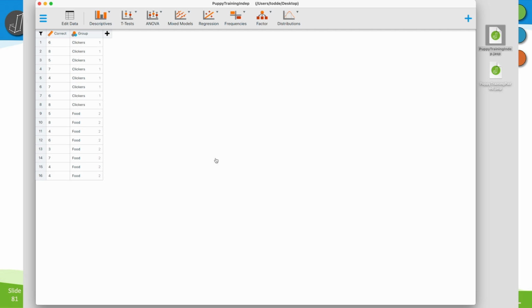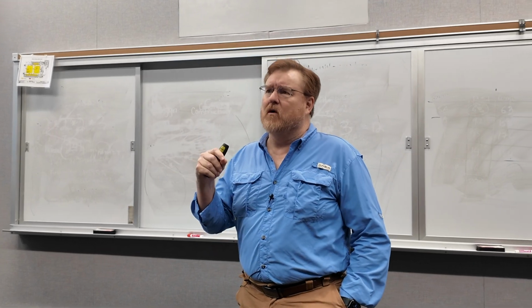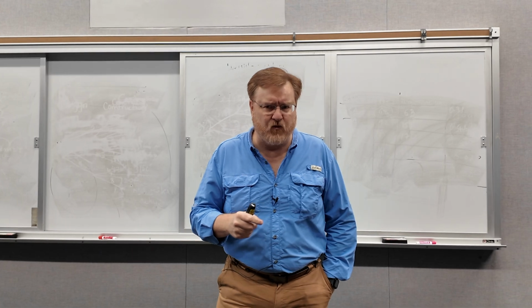Now the first thing that I want to do is point out something about the structure of the data. Notice that we have correct, which is the number correct out of 10, that's a scale level variable. And then we have group, which is a nominal variable for clickers and then for food. Pay attention to the structure of this data. This is how we have to structure our data for doing the independent samples t-test in JASP. And the same would be true for R, for SPSS, for other statistical software.